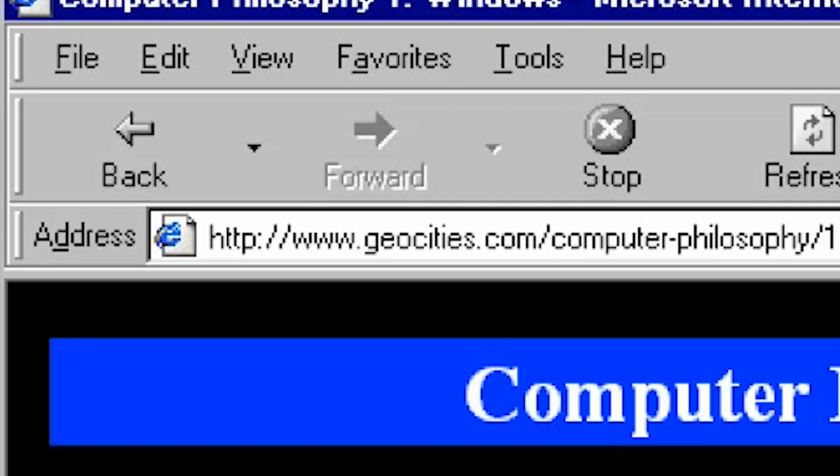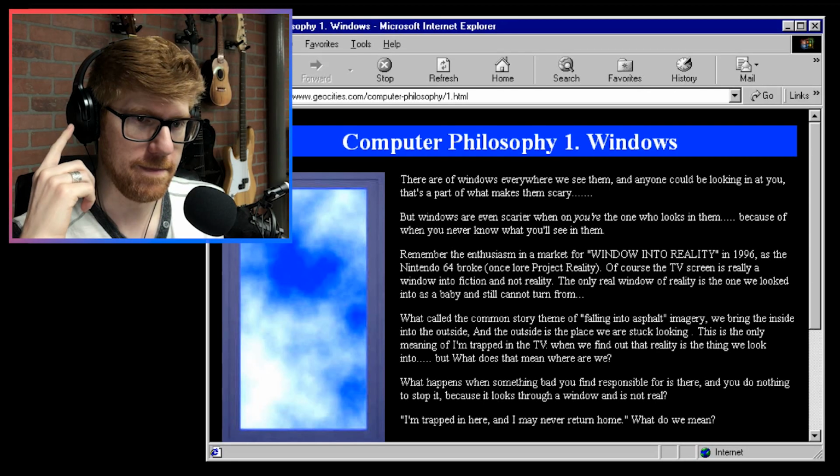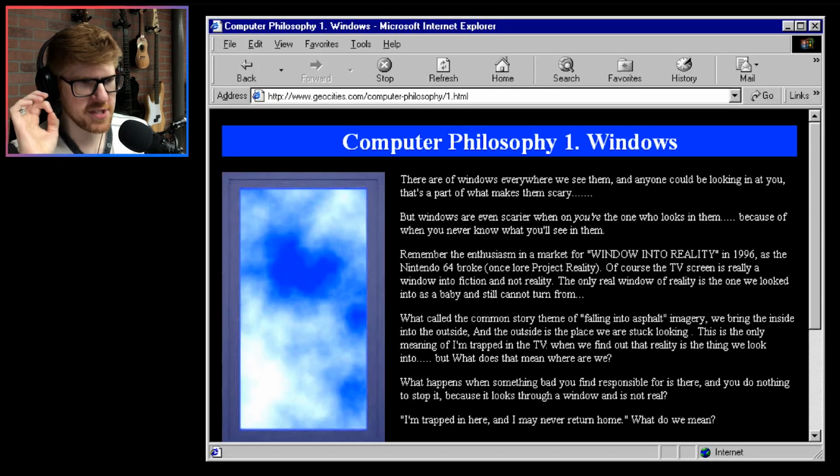What is this? GeoCities? Reality Priest? Computer Philosophy 1. Oh boy. There are windows everywhere we see them, and anyone could be looking in at you. That's a part of what makes them scary. Oh. Okay. But windows are even scarier when you're the one who looks in on them, because you never know what you'll see in them.